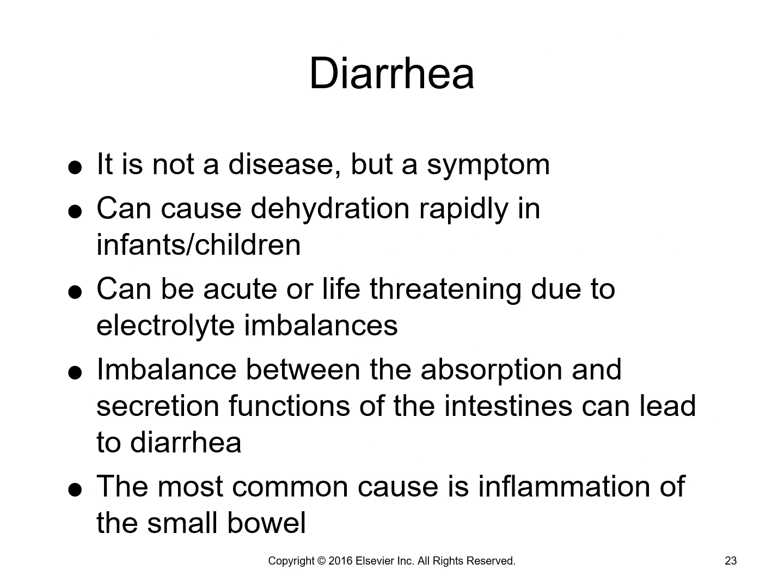Now we talk about diarrhea. So this is not, again, a disease, but a symptom. It can cause dehydration rapidly in infants and children. It can be acute or life-threatening due to electrolyte imbalance, like we talked about earlier, particularly the potassium. Imbalance between the absorption and secretion functions of the intestine can lead to diarrhea. And the most common cause is inflammation of the small bowel.